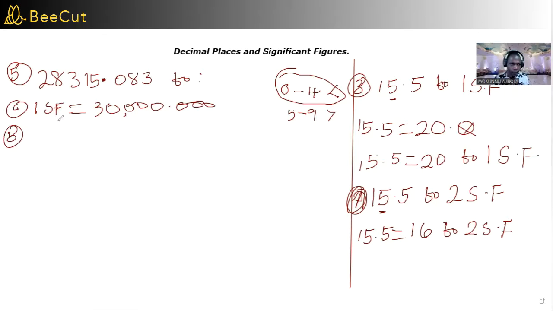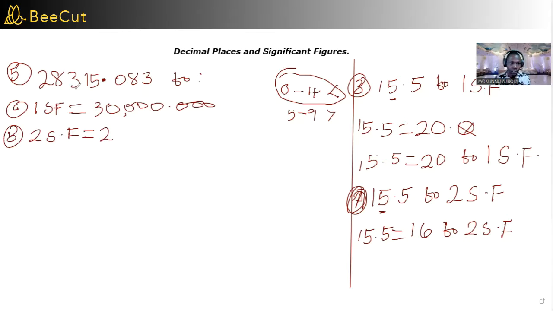So in the second case, I want to round it up to, let's say, 2 significant figures now. 2SF. To round it up to 2SF means you're going to stop at which figure? Joanne. 8. I'm stopping at 8. That's correct. So I'm going to write my 2 and I'm stopping at 8.